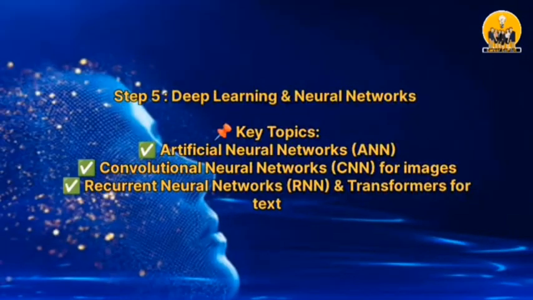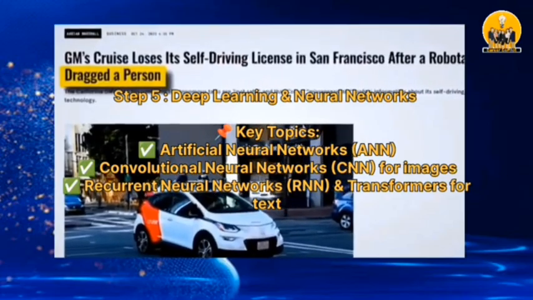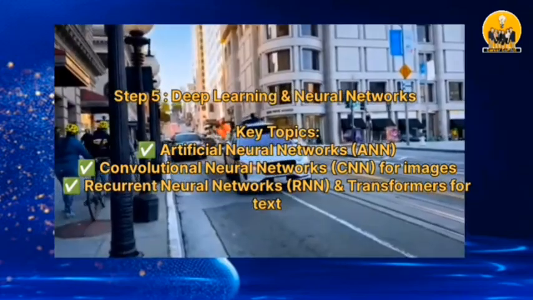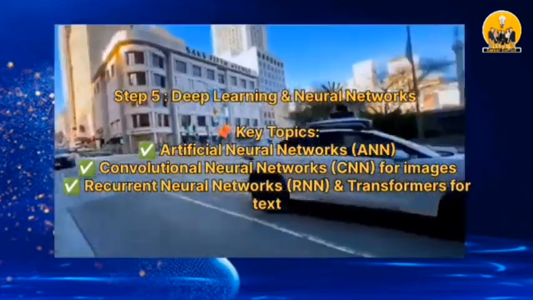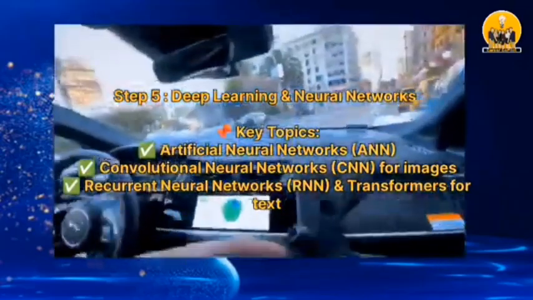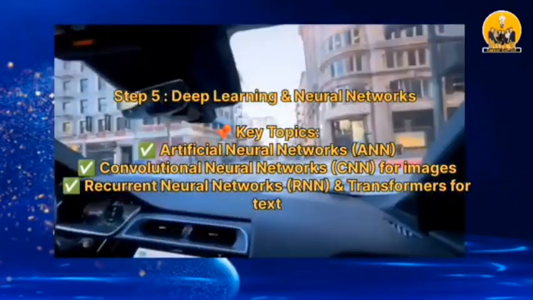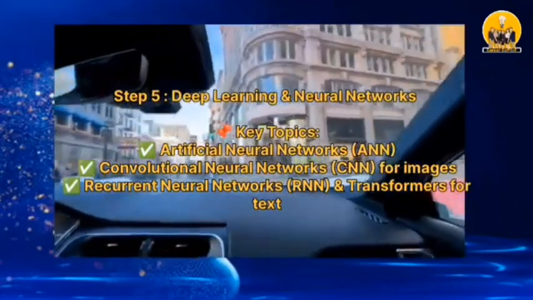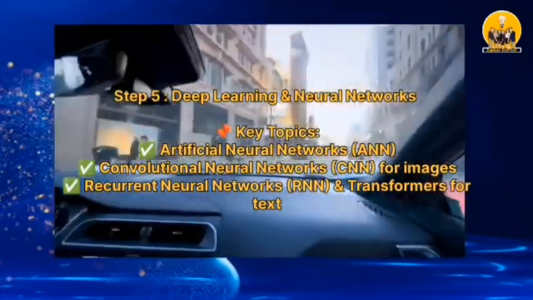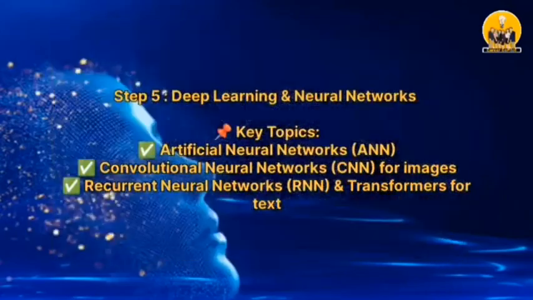Step 5: Deep learning and neural networks. Want to build AI like ChatGPT, self-driving cars, or image recognition systems? You need deep learning. Key topics: artificial neural networks, and convolutional neural networks, CNN, for images. Recurrent neural networks, RNN, and transformers for text.